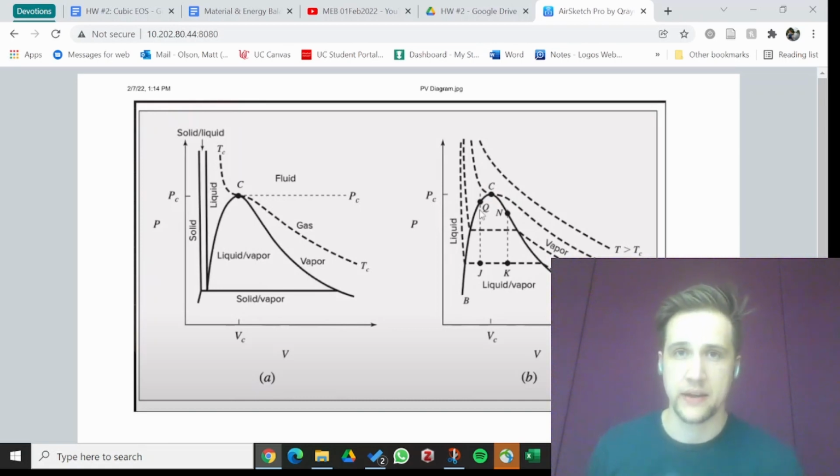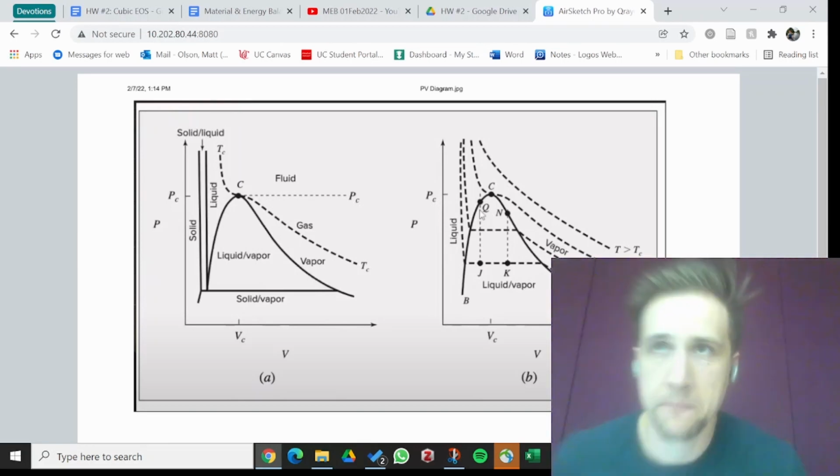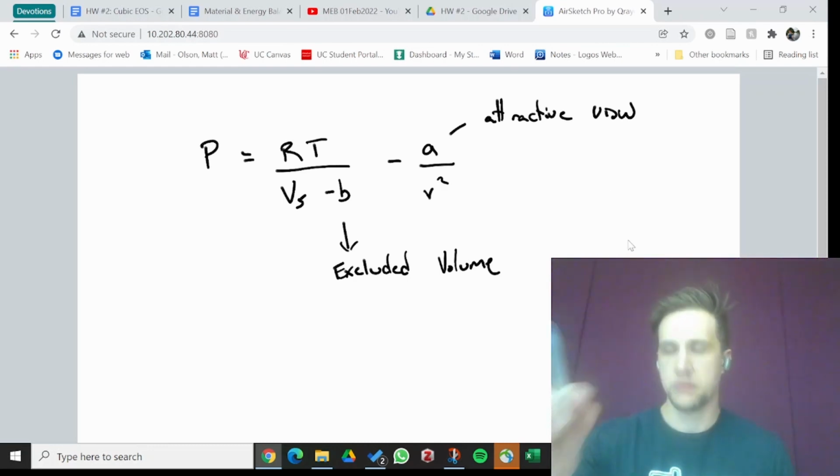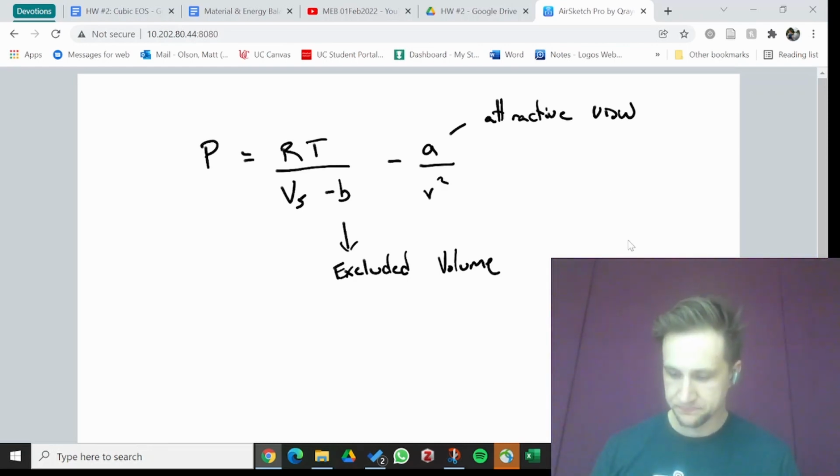And so why does that help us? And what does that have to do with the van der Waals equation of state, which we saw right here? Well, it's not skipping over. Oh, there we go. It's just lagging a little bit.